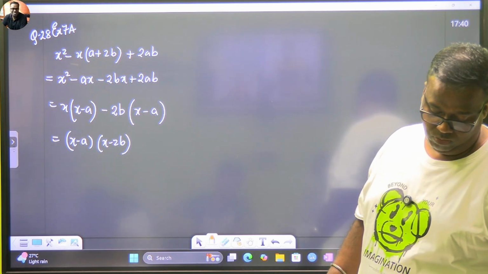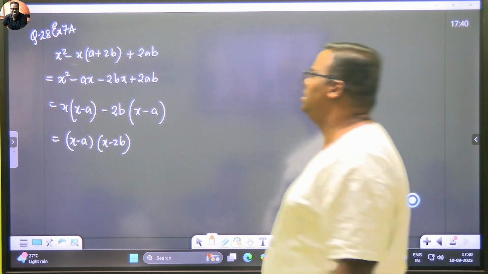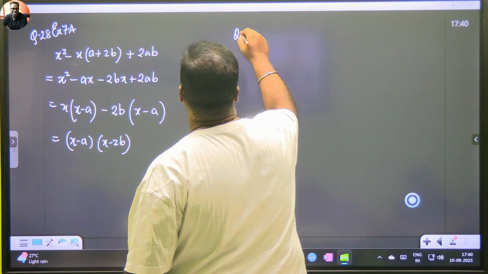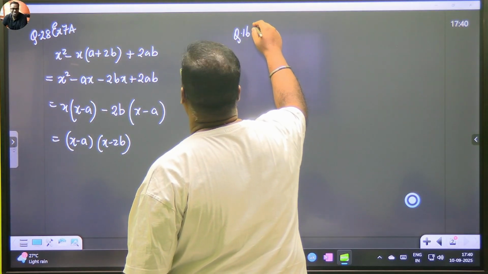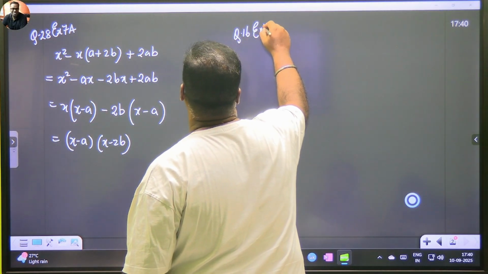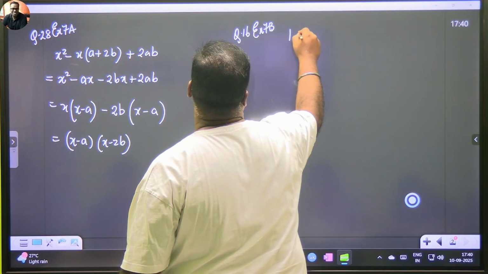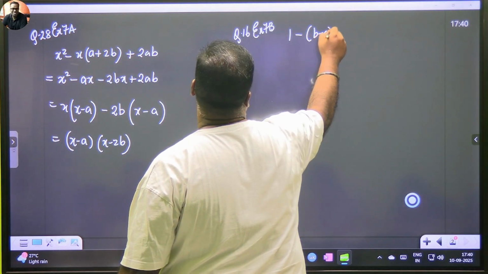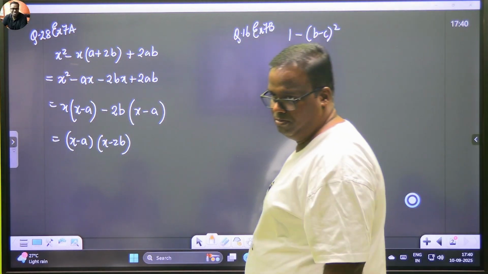16th one. That is 1 minus b minus c whole square. That's easy. Question number 16. Now look at this problem, all of you. 7b. This is 1 minus b minus c whole square, right? This is the question, if I'm not wrong.